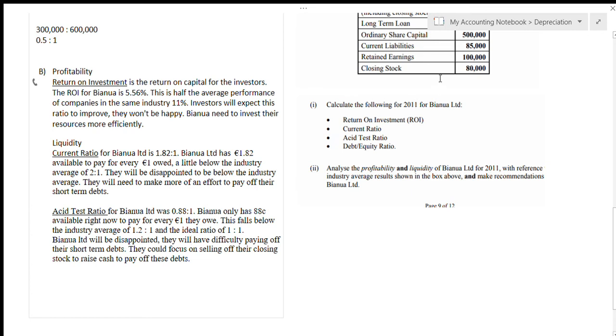We take it out. So what we could do is if we sell off this €80,000 worth of closing stock, we'll have a lot more cash available, and we could use that then to pay off debt. So they could focus on selling their closing stock to raise cash to pay off debt.